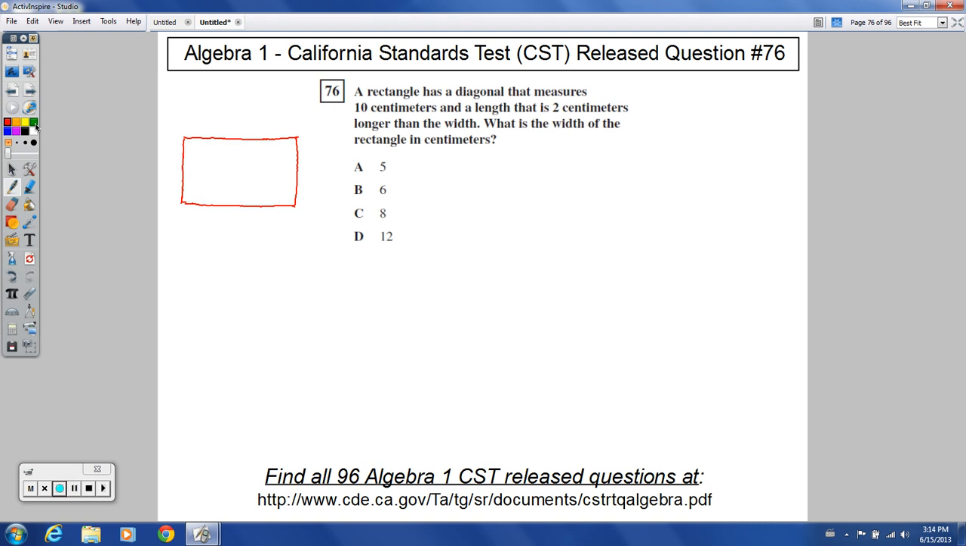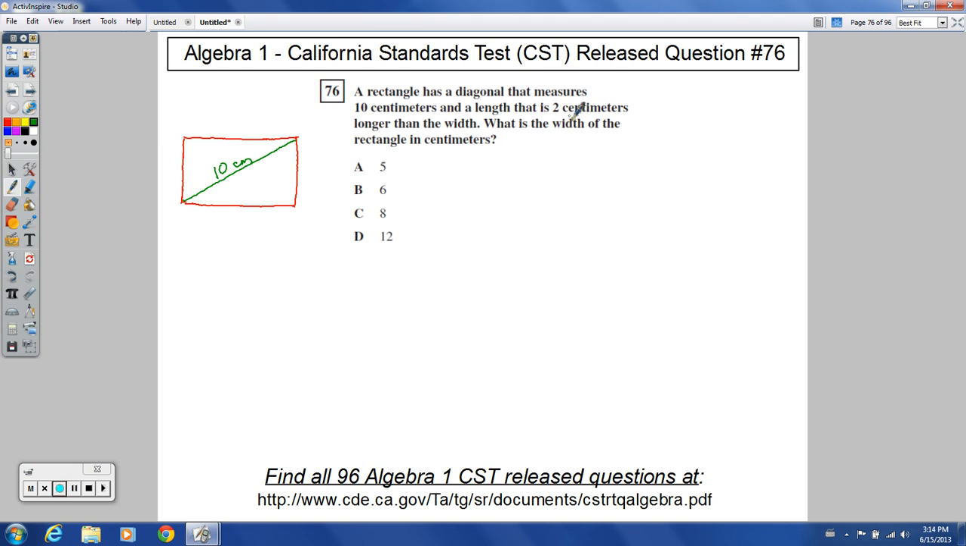It says a diagonal, that's this part right here. That diagonal will connect two non-adjacent vertices, two corners basically that aren't right next to each other. So it's going to connect opposite corners, and it says that the diagonal measures 10 centimeters. So I'm going to put 10 cm on that part.